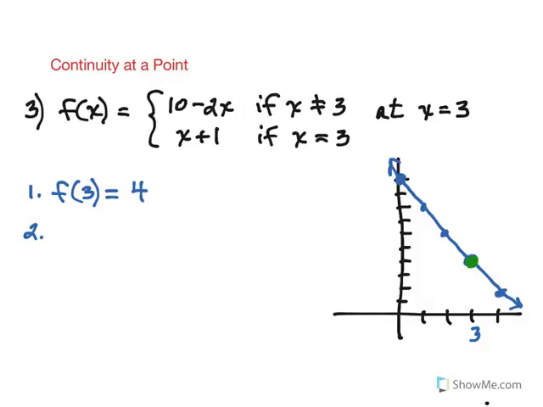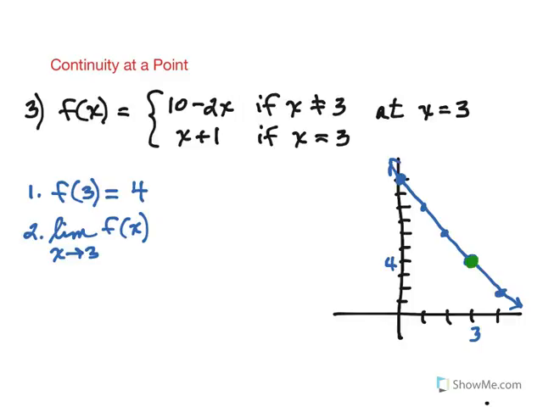Second step is that the limit as we approach 3 of this function has to exist. Of course, we do need to consider both the left and right hand limits. If you wanted to do this graphically, you could. There's 4. And you can see that the graph is approaching the y value of 4 as you approach the x value of 3, both from the left and from the right.